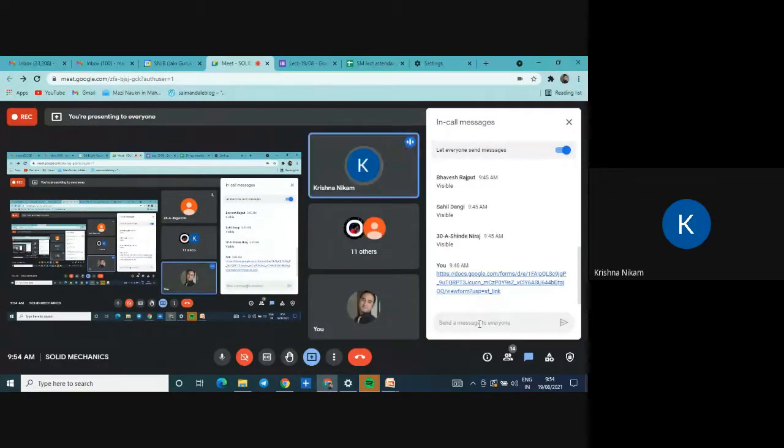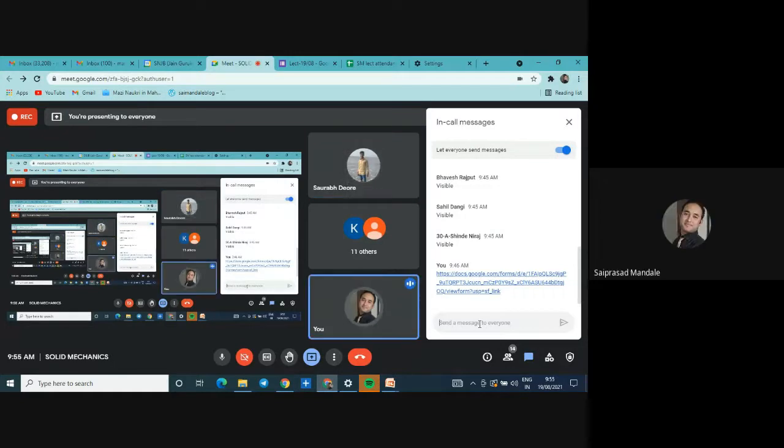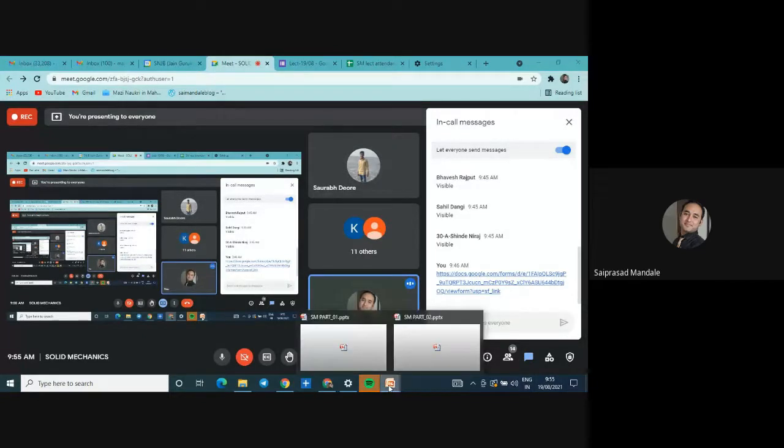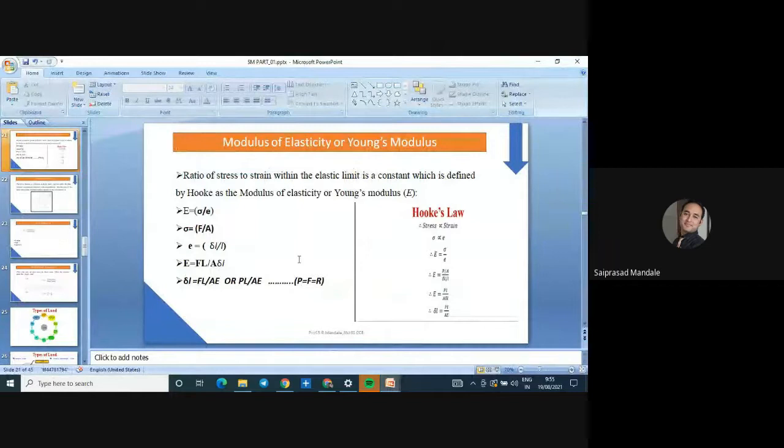PL upon AE. Perfectly correct. The formula is PL upon AE. Everybody, please write down the formula. Write down these steps, please, everybody. This is very important. Both are the same. Please write down this: delta L equals PL upon AE is the formula to calculate the change in length. Please write down this formula. This is very important. You have to remember that formula under any condition.